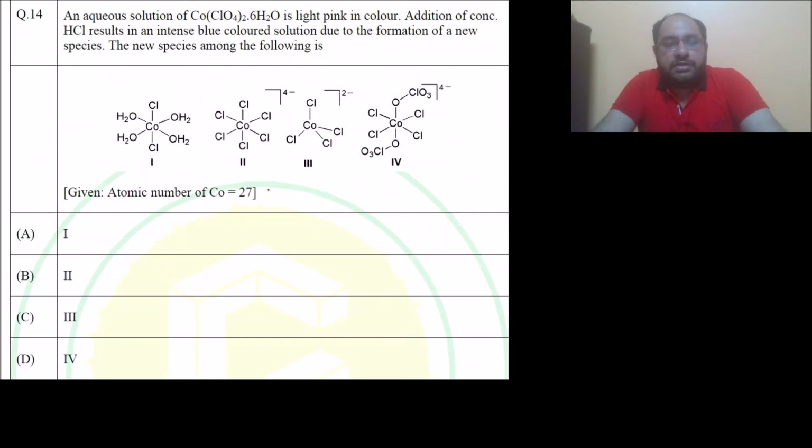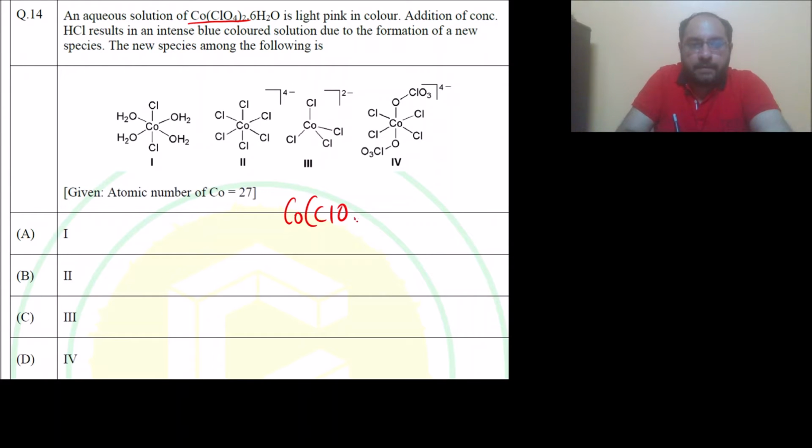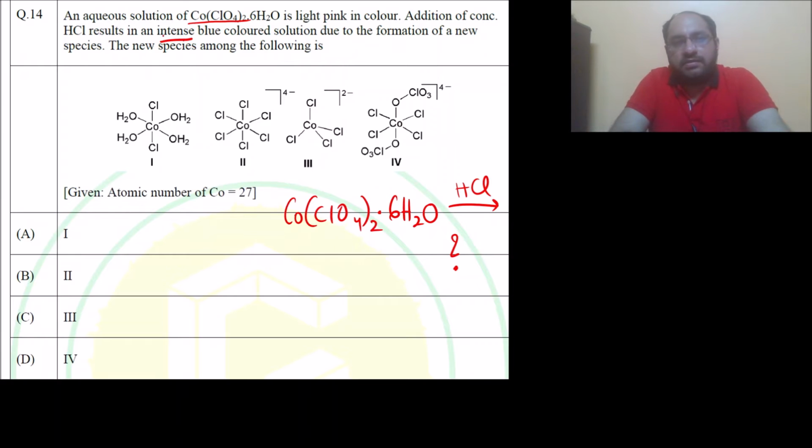Okay, let us move on to the next question. An aqueous solution of cobalt perchlorate, Co(ClO4)2·6H2O. To this you add HCl and you will get a complex, which is an intense blue colored solution. So that is a hint.